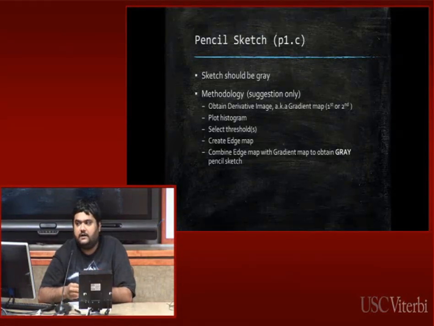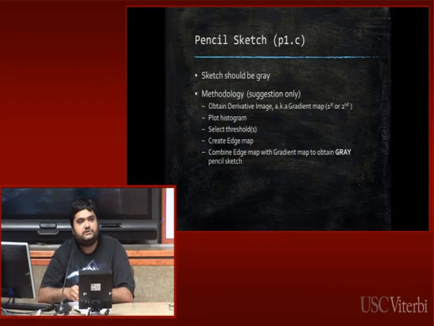First, you need to obtain the derivative of the image. When you take the derivative, you'll get the magnitude, the square root of the sum of squares of gx and gy, where gx and gy are the directional derivatives in the x and y directions. So this will be the magnitude map. This can also be called the gradient map.